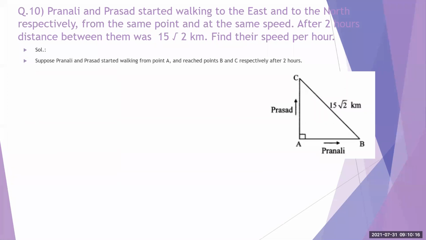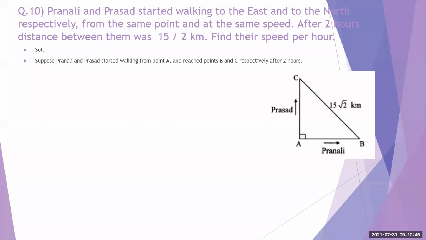Now, suppose we are taking Pranali and Prasad started. Whatever we have done in the figure, that only we are writing here. That is the most important. Whatever is in the figure should be visible in front. Otherwise, if you take figure ABC and here you write PQ, or you say Pranali going to east, Prasad going to west, this will not work. So whatever measurements, whatever points we have taken there, that must be noted here.